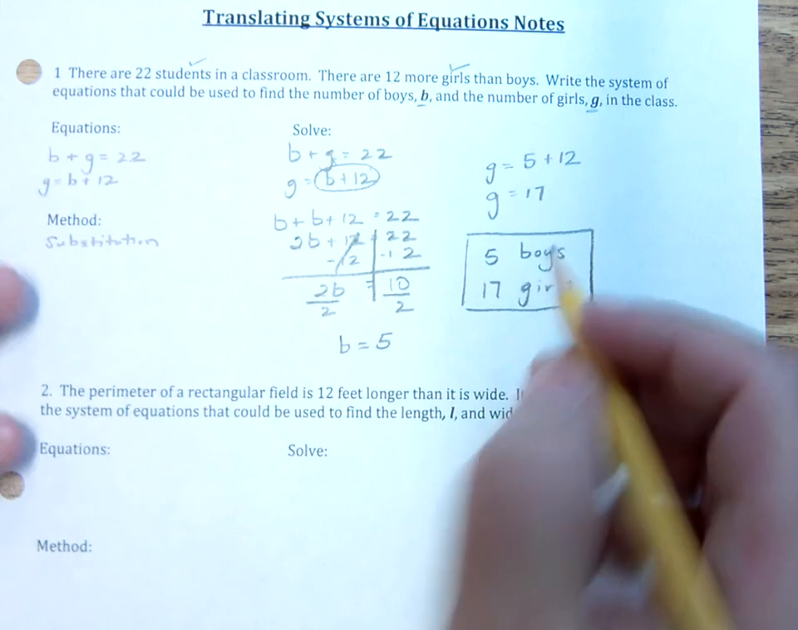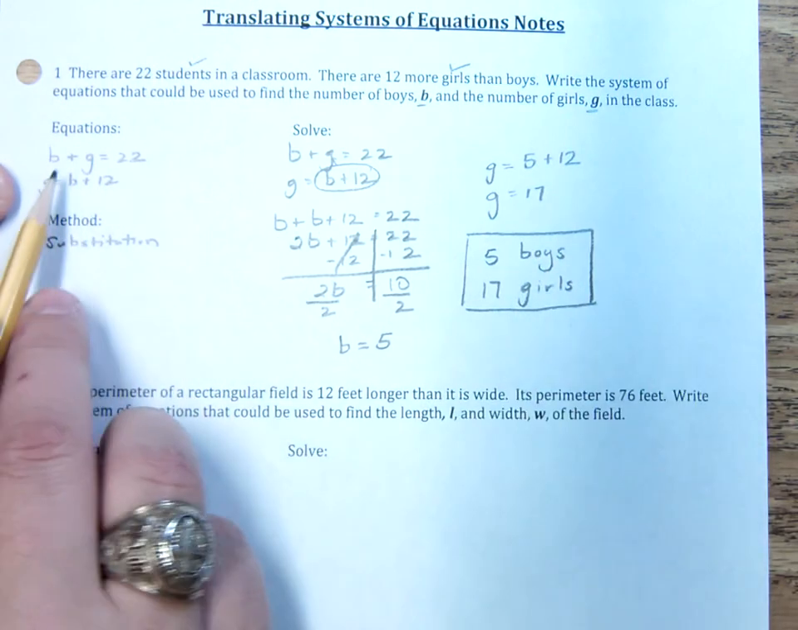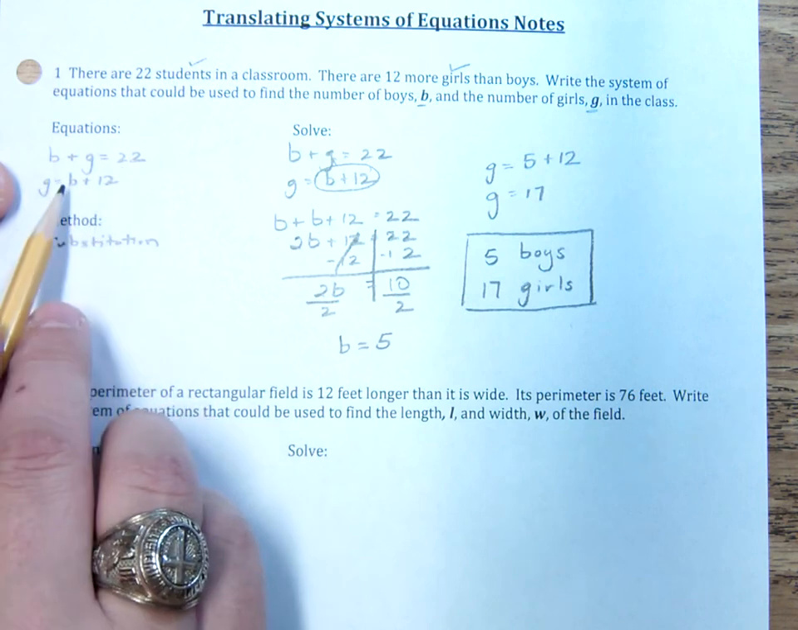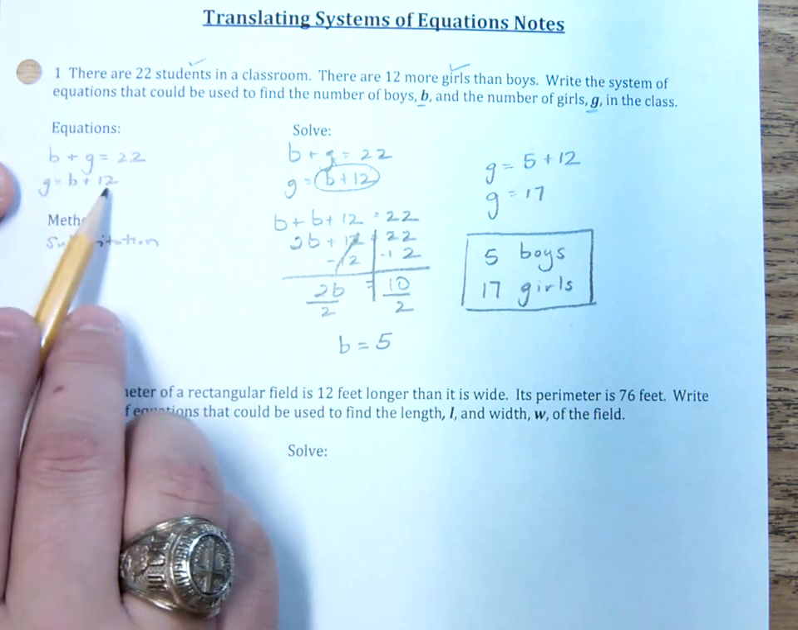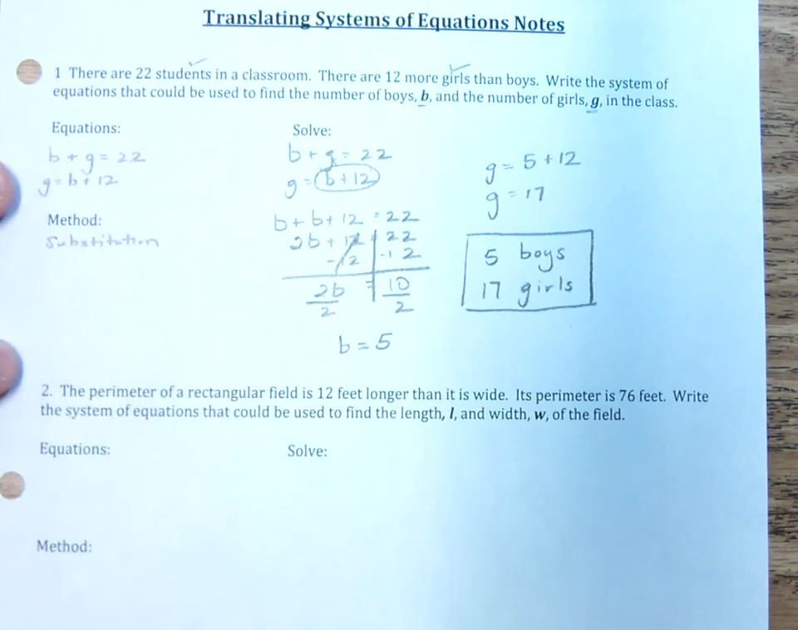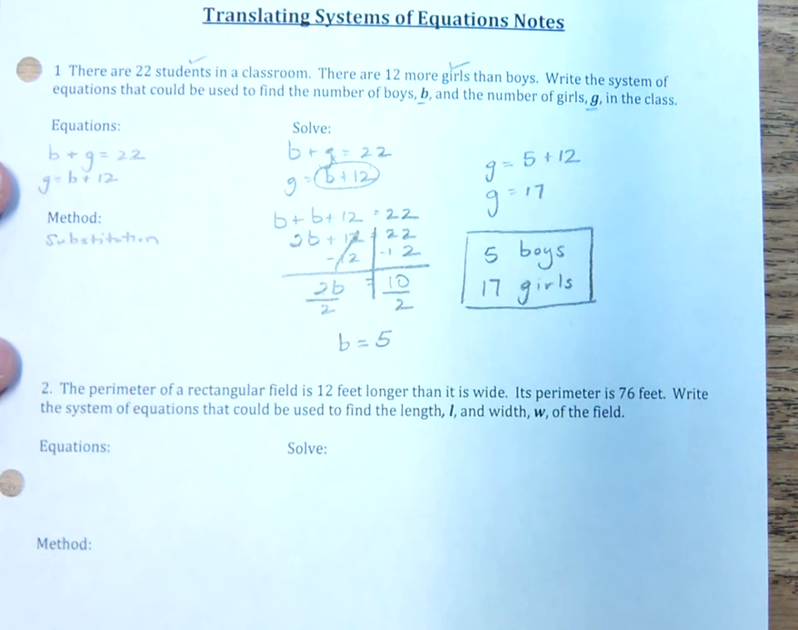So then I can go ahead and I can check my answers. Is 5 plus 17 22? Yes. Is 5 plus 12 17? Yes. So there are 12 more girls than boys. Okay. All right, and that works out perfect. Okay. Let's look at our next one.